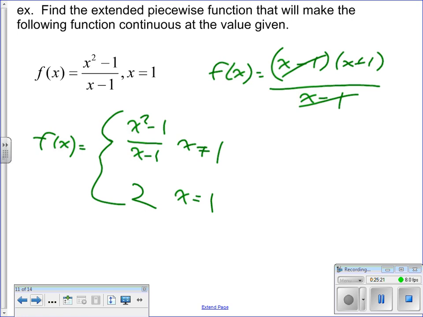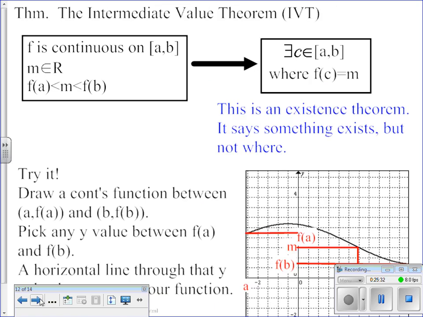Okay, that's how you do that. Yeah, fix it. Question. Okay. Shh.